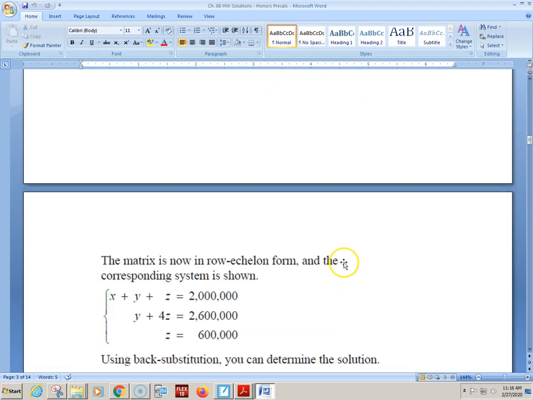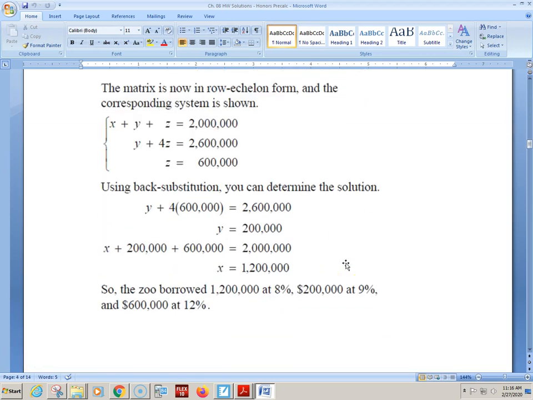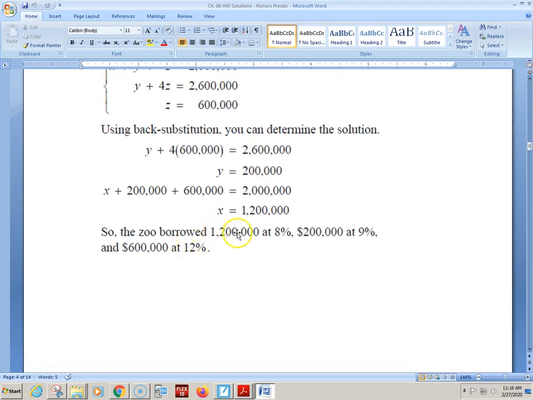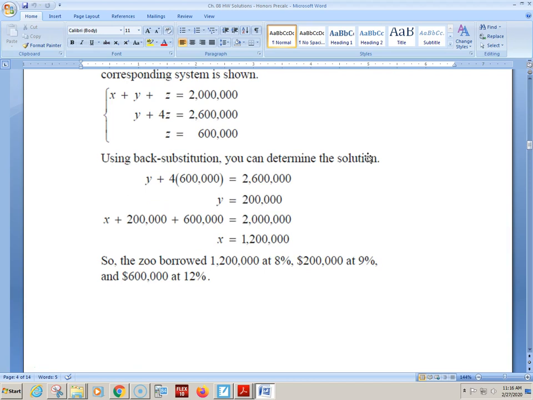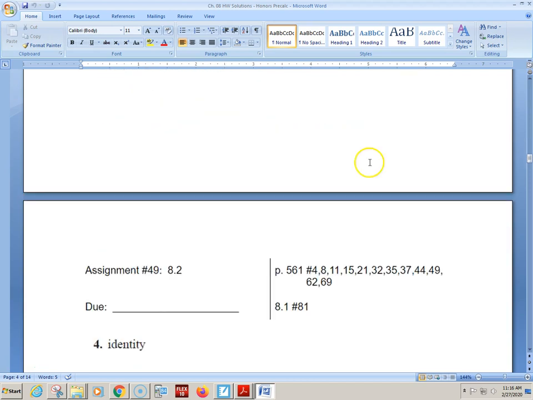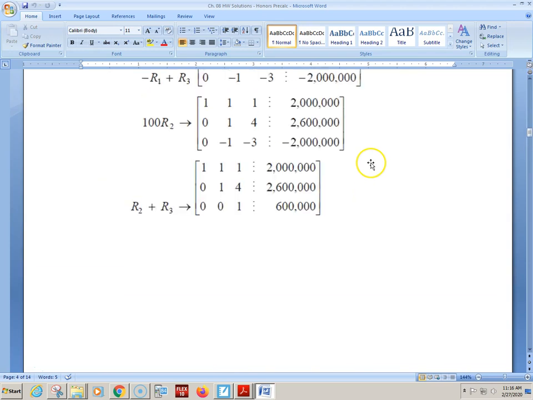the x and the y, and you end up with your final amount. The zoo got 1.2 million at 8%, 200,000 at 9%, and 600,000 at 12%. They had to do 3 different loans to get the amount of money that they needed. And then I think we're good. But good as in checking the evens.